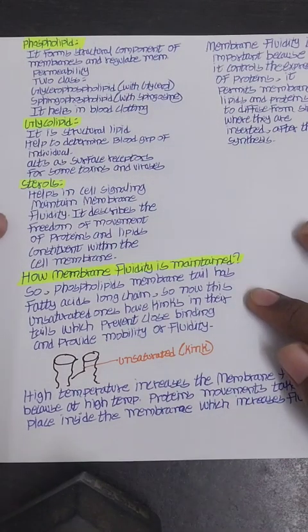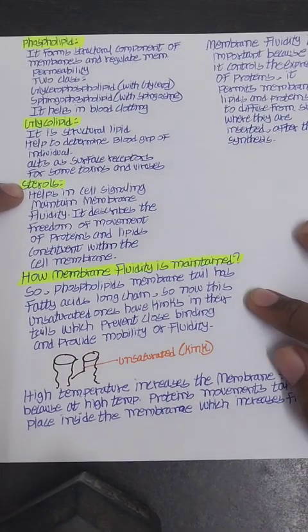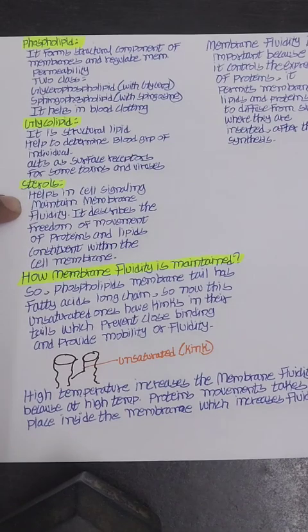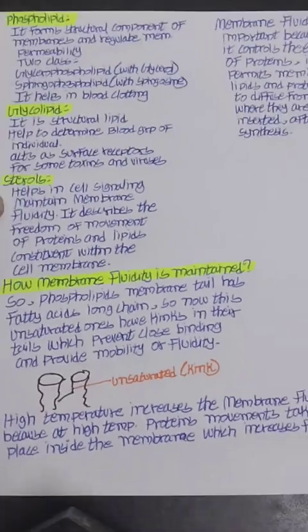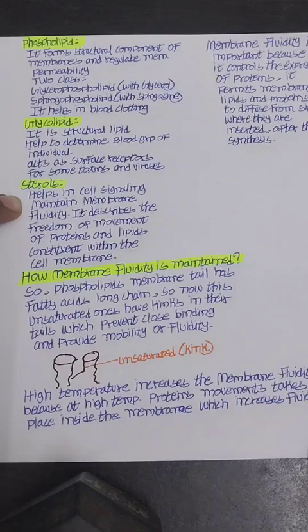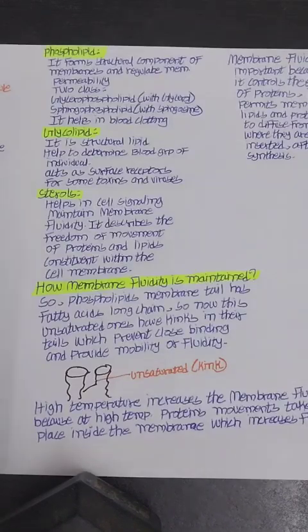The other component found in the cell membrane is sterols. Sterols help in cell signaling and maintain membrane fluidity. This describes the freedom of movement of proteins and lipid constituents within the cell membrane. It acts as a fluid component which provides permeability and freedom for phospholipids to move from their space.